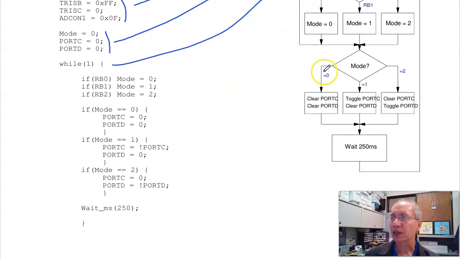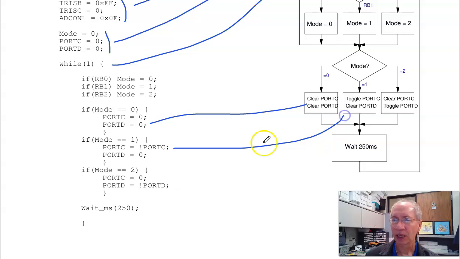I can now check. What is my operating mode? If I'm in mode 0, turn off the lights. If I'm in mode 1, toggle port C, and one way to toggle it is use the not command. So port C is not port C, 0 goes to 1, 1 goes to 0. And if I'm in 2, I toggle port D for a right turn.